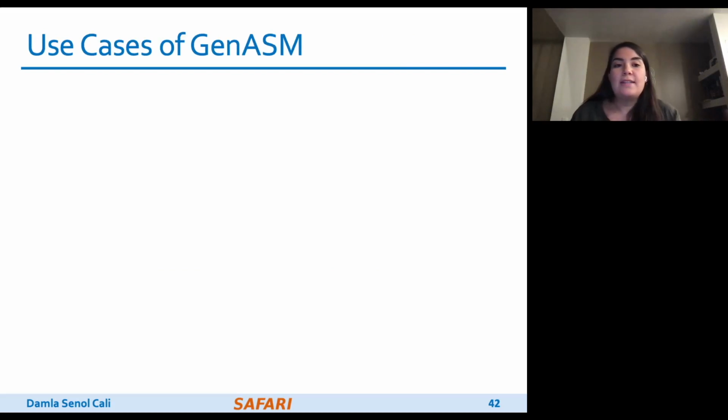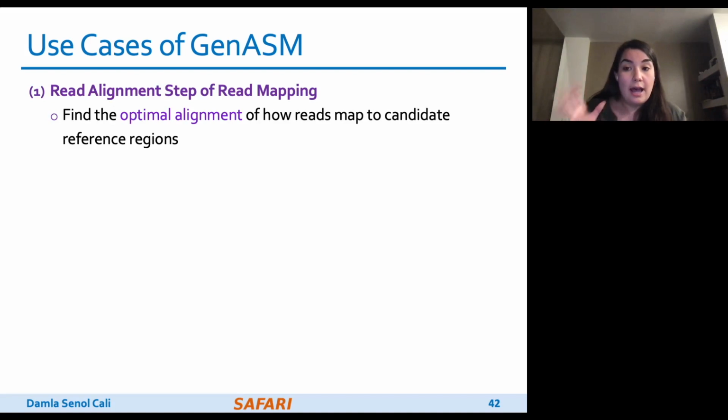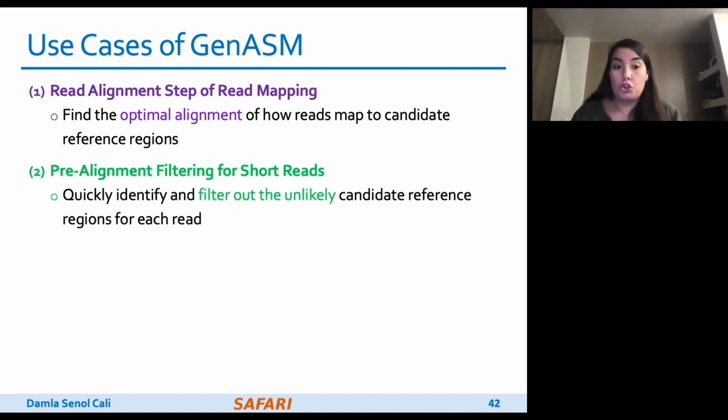So we demonstrate the efficiency and flexibility of the GenASM acceleration framework by describing 3 use cases of approximate string matching in genome sequence analysis. First, the last and most expensive step of read mapping, which is the read alignment step, for both short and long read mapping. Second, pre-alignment filtering for short reads.